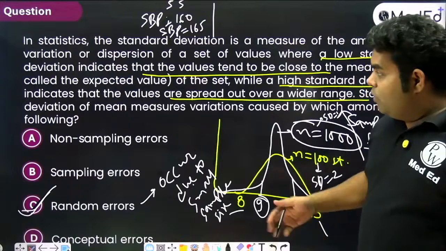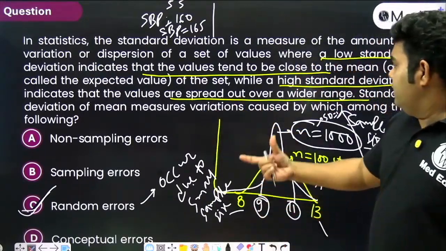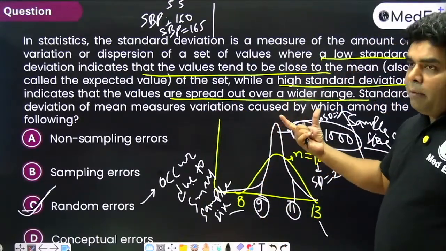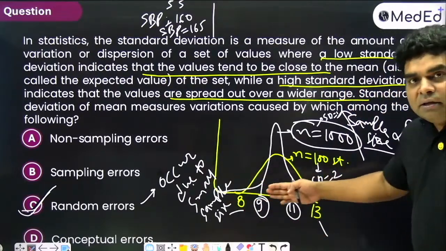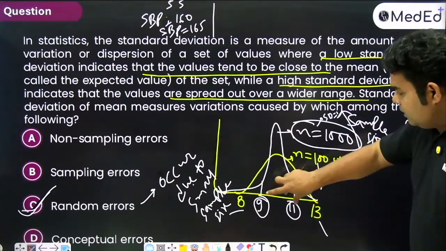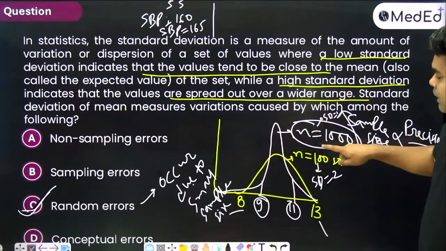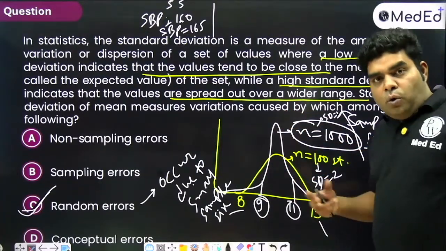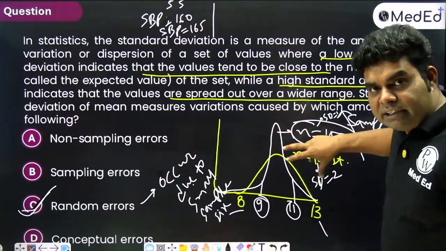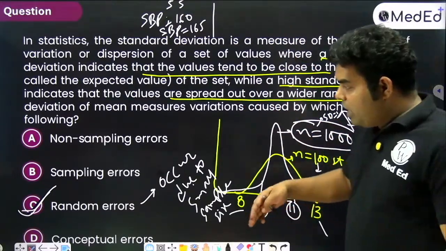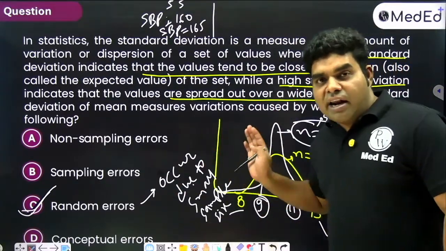So that is what they are asking, that if we are measuring a standard deviation and standard deviation is coming big, it means a small sample size. Standard deviation is coming small to the point, it means sample size is bigger. So if we are increasing sample size and we are reducing this fluctuation in data, which error we are reducing, which error we are removing? We are removing random error.